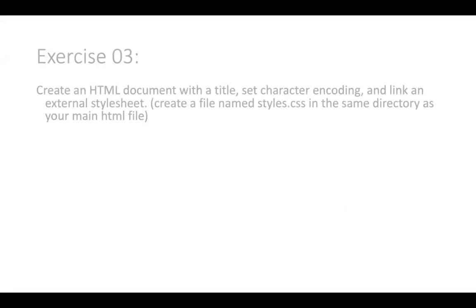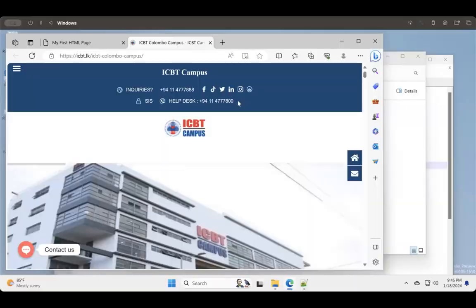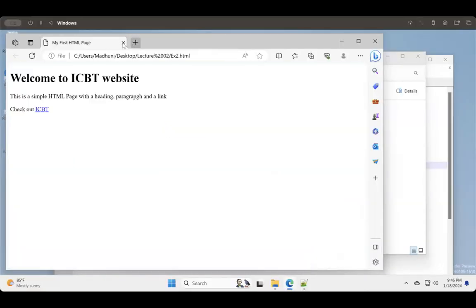All right. Okay, let's do an exercise. We need to create an HTML document with the title, set character encoding, and link an external style sheet. So we need to create a file called styles.css in the same directory. That means in our same folder in which we create our HTML file. All right, let's do it.